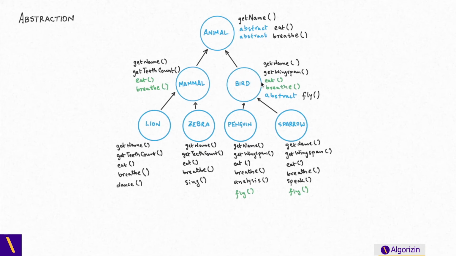It can choose to override the eat and the breathe method, but it can also choose to not override any of these 2 methods. So for example, if bird only overrode the eat method, but let's say it did not override the breathe method, then what would happen? Let's look at the code.